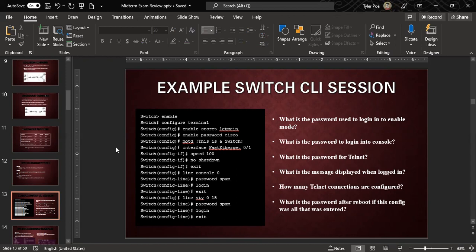Here, I'll help out. Is that password spam? Very good. So, what's your reasoning for that one? Sure, that one was configured in console configuration mode. Very good. So, yes, the key here is line console 0. Very good. So, what is the password for telnet?